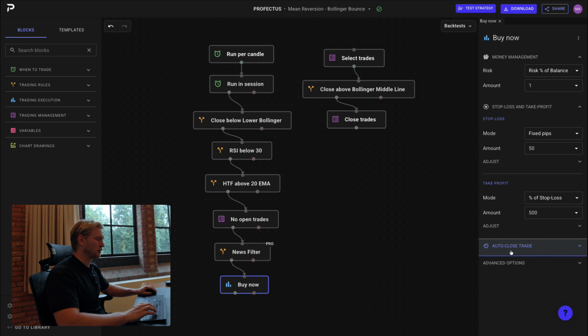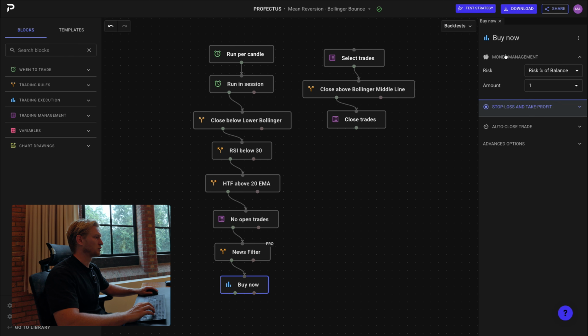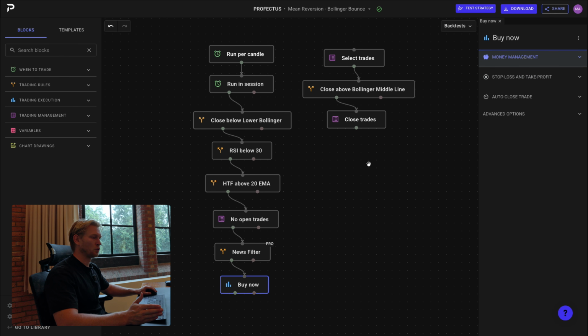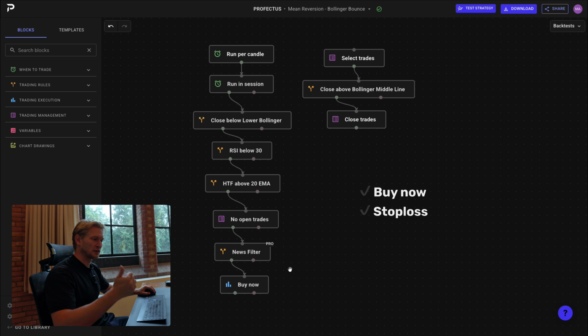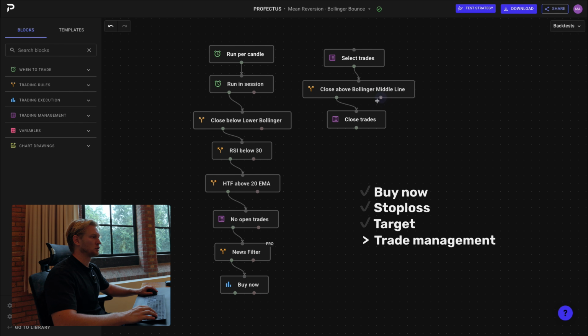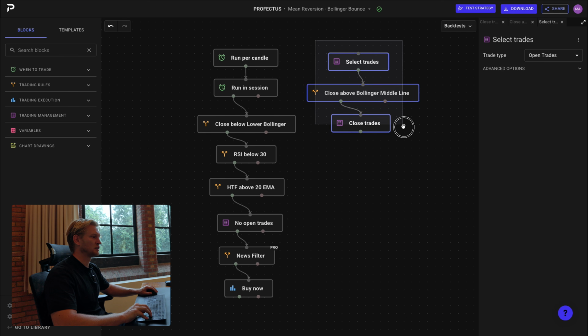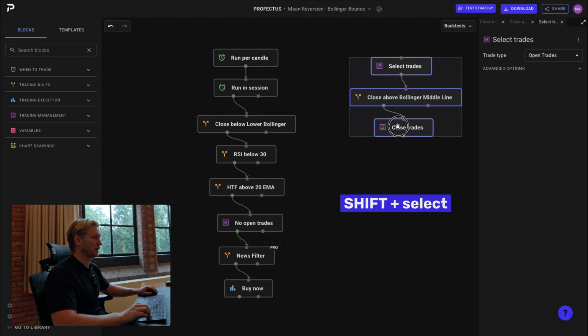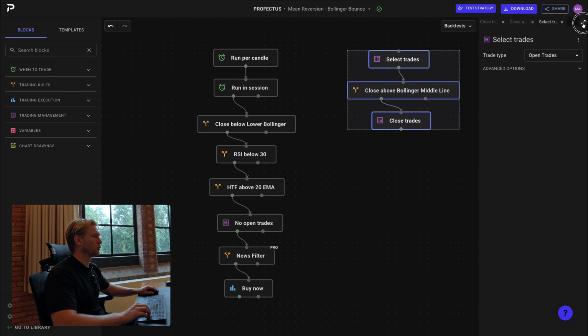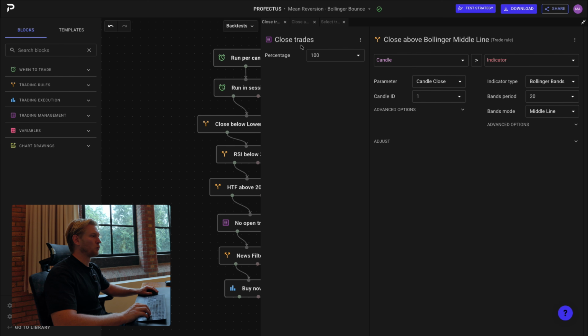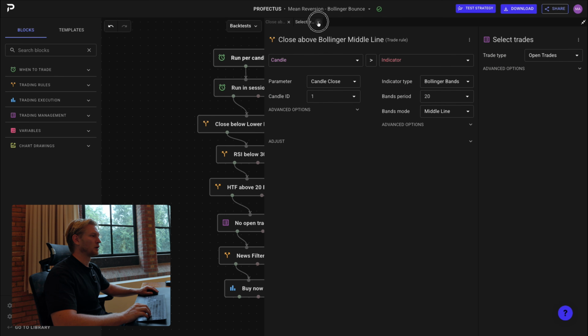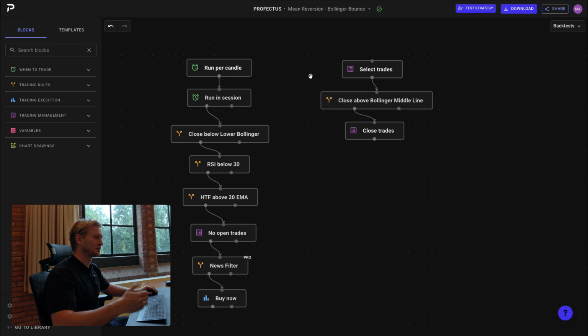We don't automatically close this position after X hours or days. So that's all we need. We have a buy now, we have a stop loss placed, we have a target placed. How do we manage this position? Well, right here we have a second decision tree. You can hold shift and select and move this around. You can also open them all up together. But I'm going to close that for now. I want to do it step by step.